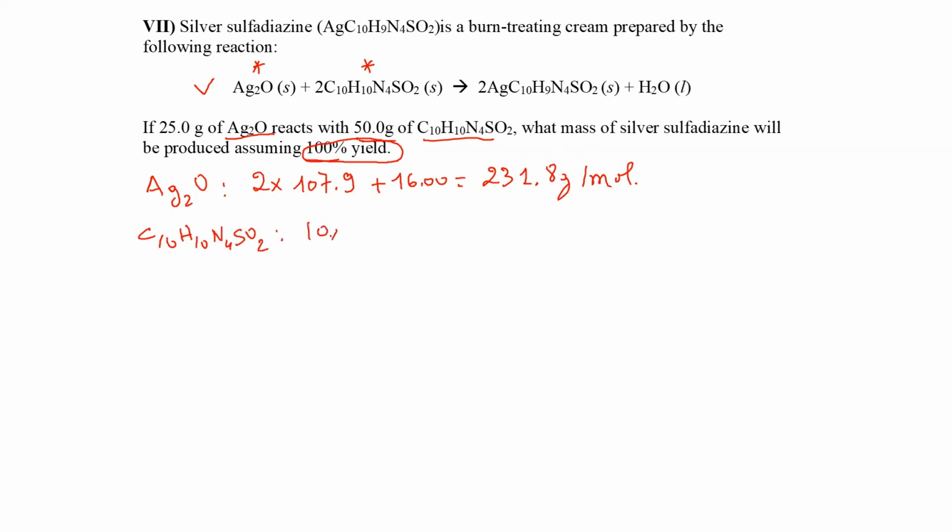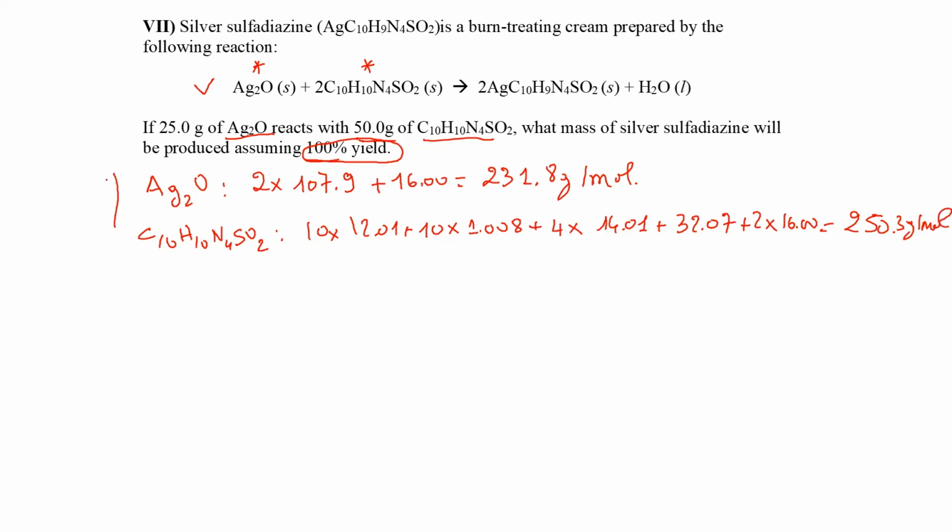So we have 10 times 12.01 plus 10 times 1.008 plus 4 times 14.01 plus 32.07, yeah, 32.07, plus 2 times 16.00. And this is equal to 250.3 gram per mole. Okay, we have the molar masses.